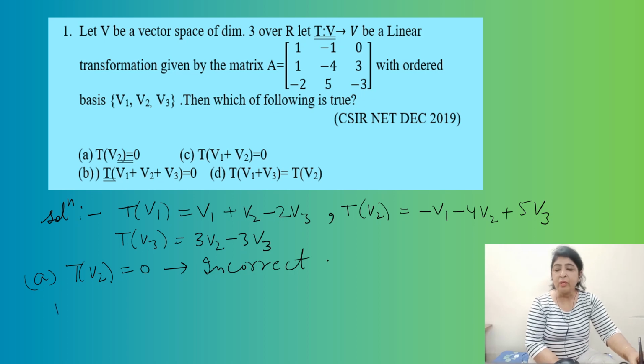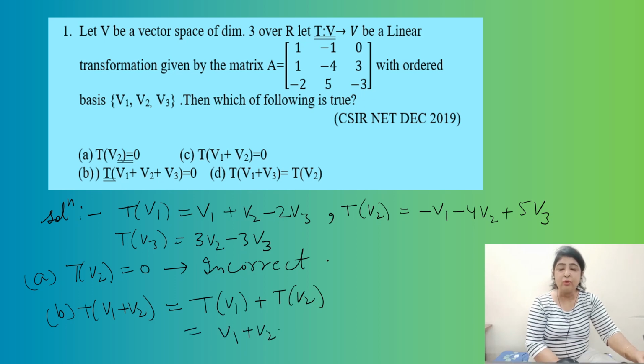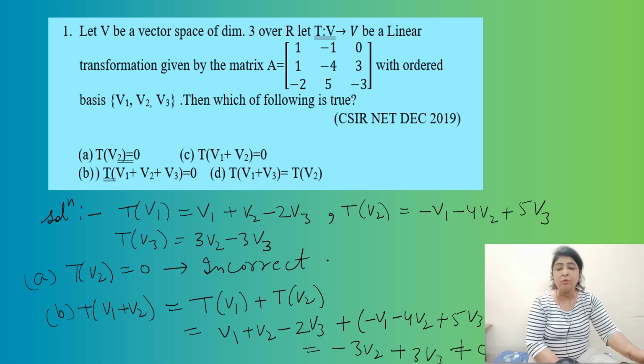Next you have T of V1 plus V2 equal to 0. We can write this as T of V1 plus T of V2. Just substitute these values. T of V1 is V1 plus V2 minus 2V3 and T of V2 is minus V1 minus 4V2 plus 5V3. So what you are getting is minus 3V2 plus 3V3, which is not equal to 0. So option B is incorrect.